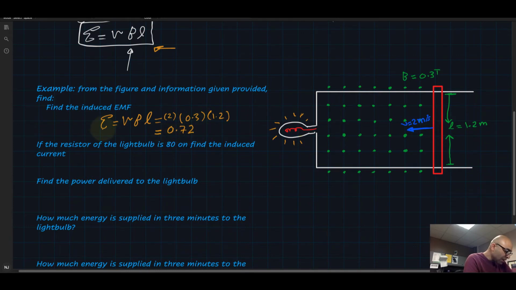And of course, this is electromotive force. Electromotive force is voltage, and voltage is measured by volts. So this would be volts. Okay, so that's the first part.